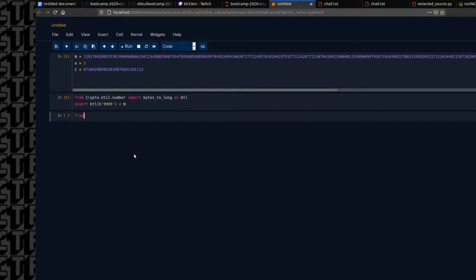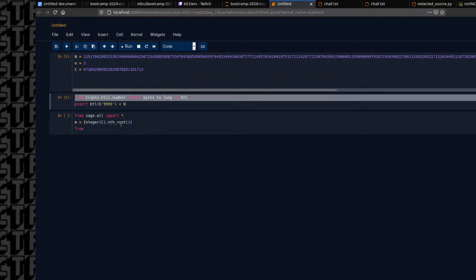The way we can do that is I like to use Sage. So I'll import Sage using this line. I'll take my value of c, or we'll call it m. We'll say m equals, and then just so that Sage knows that we want to deal with the integer class within Sage, we'll say Integer(c).nth_root(3). So what this means is we're going to take the cube root of c here, and then just so we can convert it back, we want to take this.